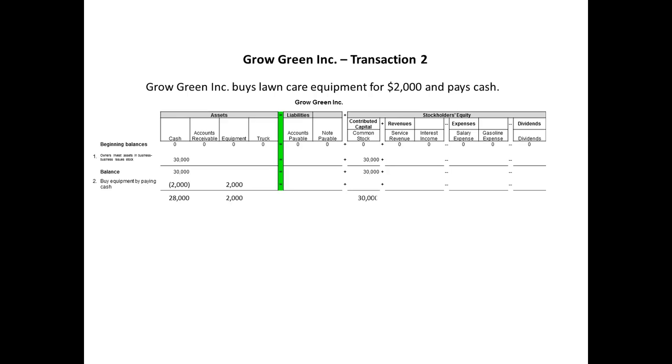It is still $30,000. And the important next step, make sure that the accounting equation is still in balance, that the total on the left side of the equal sign equals the total on the right. Assets still equal $30,000, although the types of assets have changed. And liabilities plus stockholders' equity still equals $30,000 on the right side of the equal sign. The accounting equation is in balance.